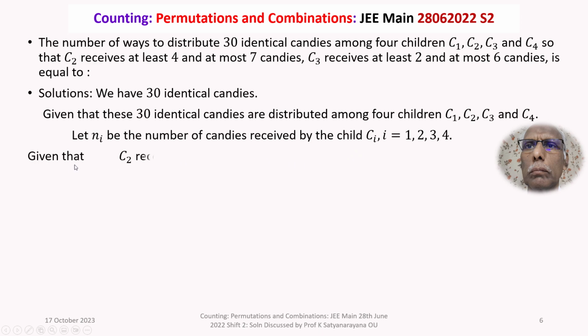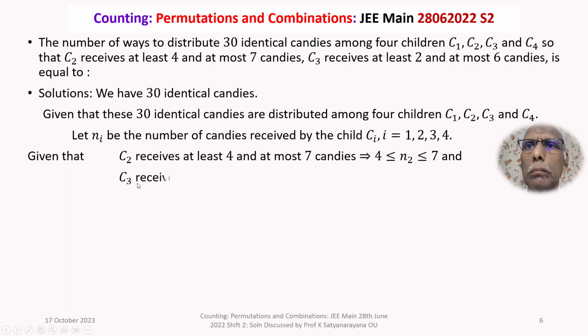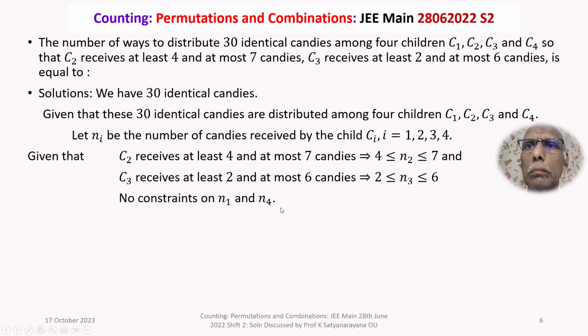Now, given that C2 receives at least 4 and at most 7 candies means 4 is less than or equal to N2, which is less than or equal to 7. And further, C3 receives at least 2 and at most 6 candies implies 2 is less than or equal to N3, which is less than or equal to 6. So there are no constraints on N1 and N4.